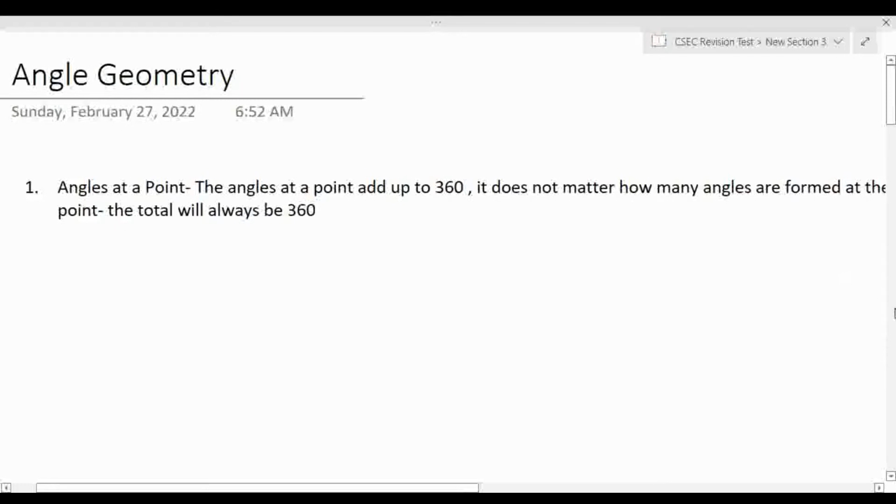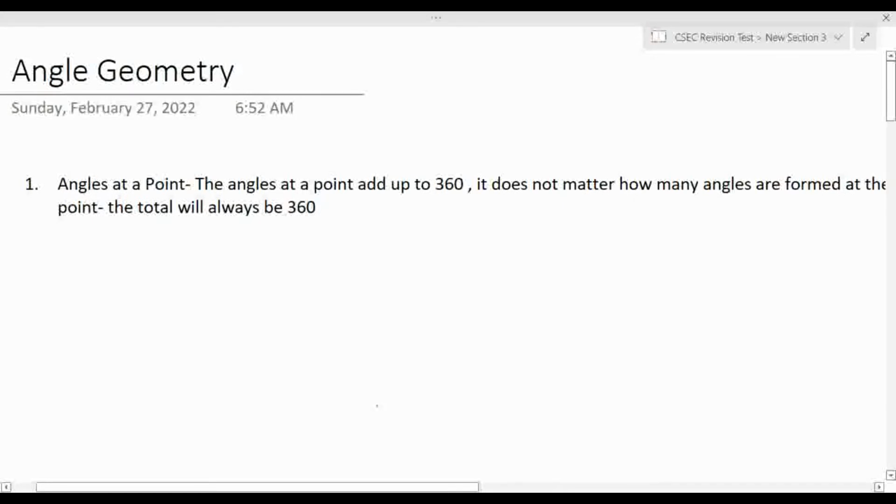Today's video will be looking at angle geometry, and we need to touch a few areas on angle geometry. The first one is angles at a point. What the definition says is that angles at a point add up to 360 degrees. It doesn't matter how many angles are formed at the point, the total will be 360 degrees.